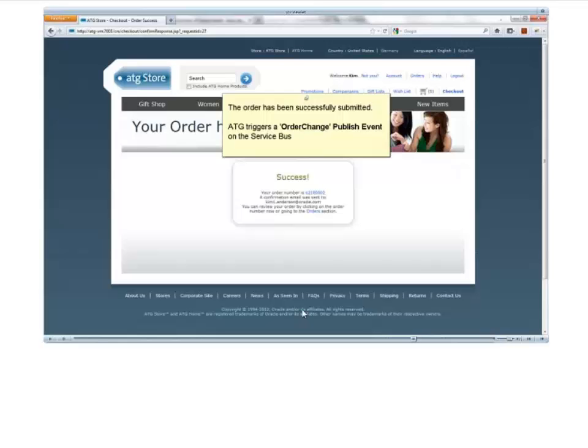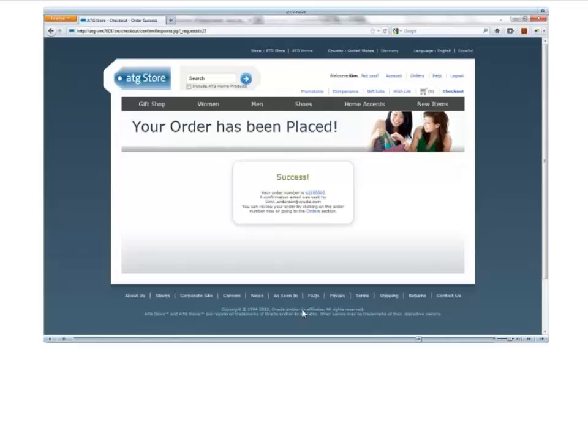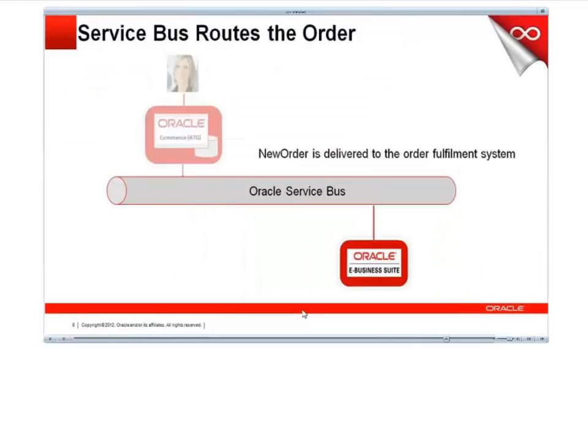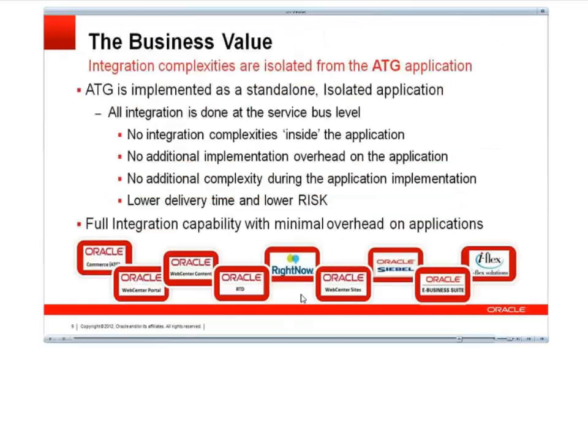So the order's been placed. That order then is sent on the service bus. So this is a new order event, and then it calls out to the fulfillment system, which is then going to basically fulfill the order. And if there was a separate billing system, that also would have kicked in.